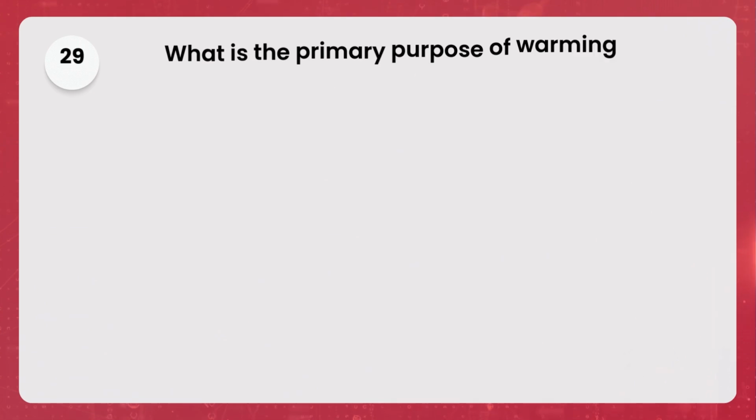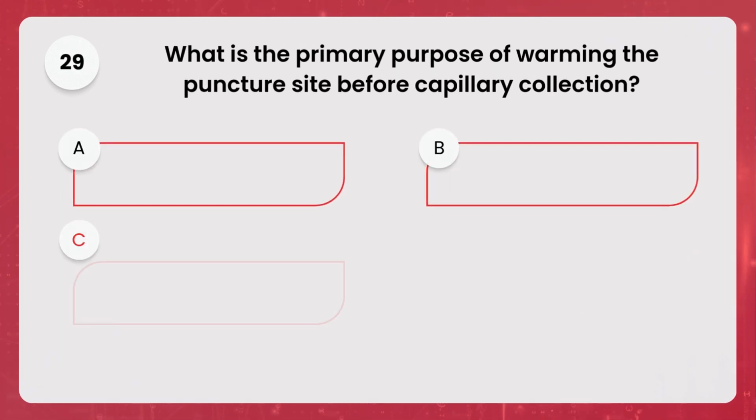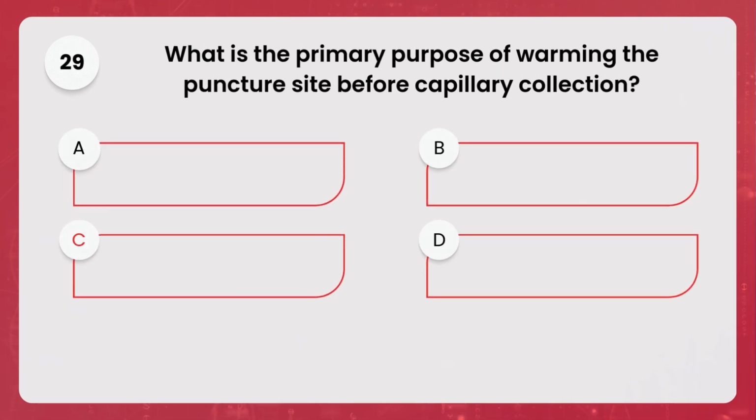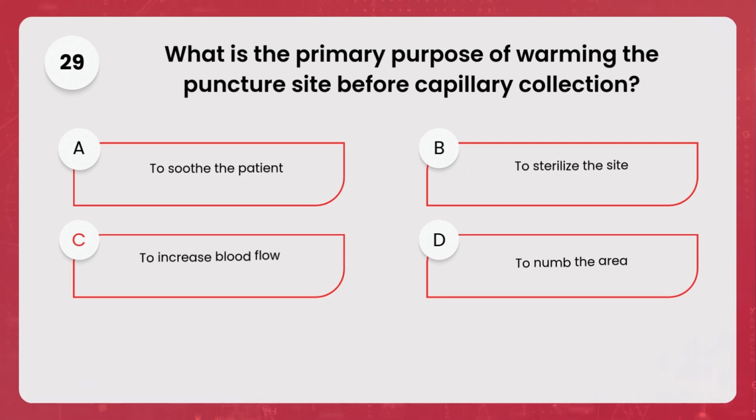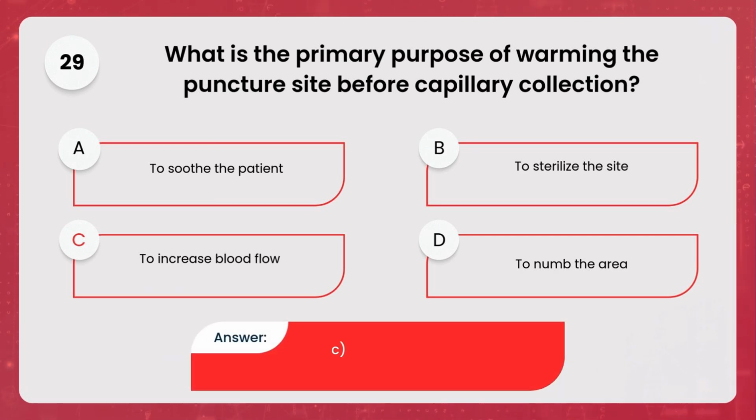Number 29. What is the primary purpose of warming the puncture site before capillary collection? A, to soothe the patient, B, to sterilize the site, C, to increase blood flow, or D, to numb the area. The answer is C, to increase blood flow.